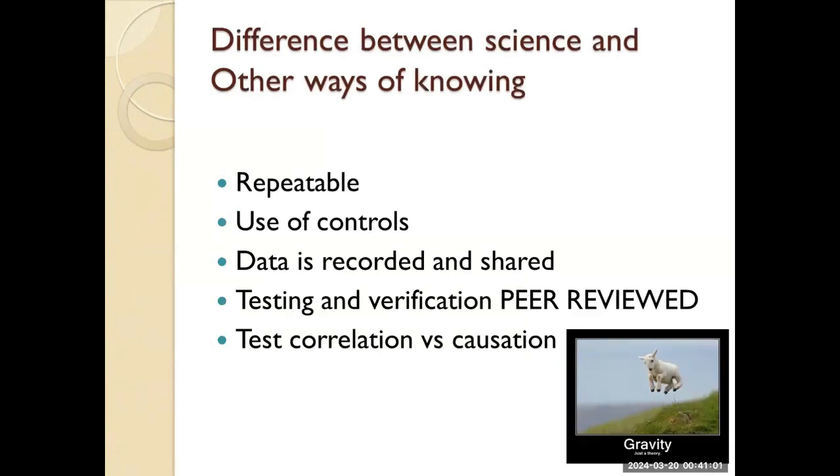But the reason why science is to date the most useful tool we have in critical thinking and assessment is because it is repeatable. You document exactly what you did and how you did it, and that information is available. Science uses controls. We have checks and balances along the way to make sure that this model works as envisioned. The data is recorded and shared.